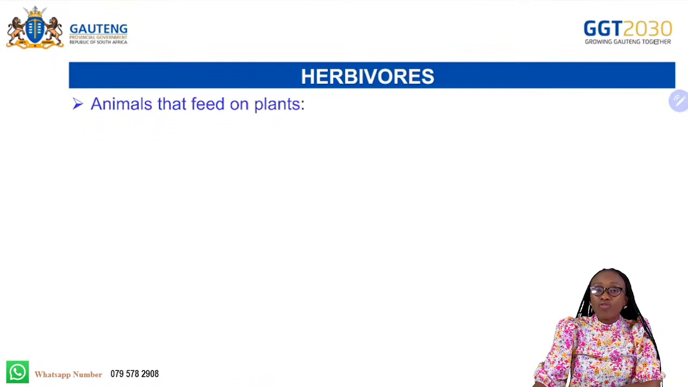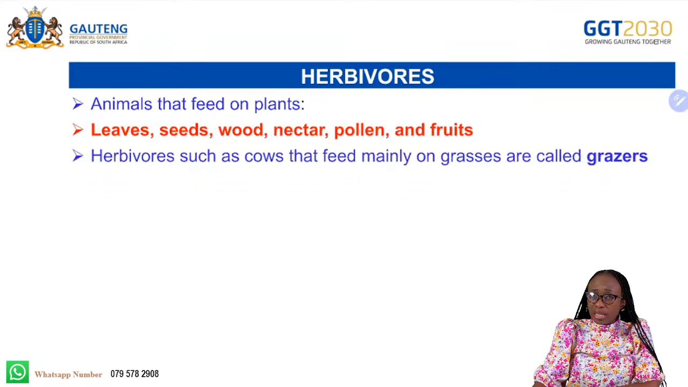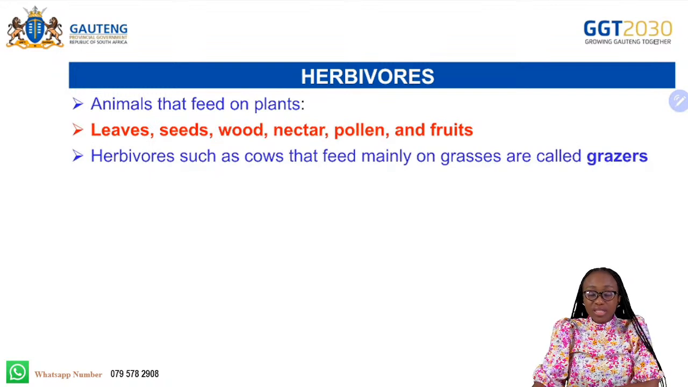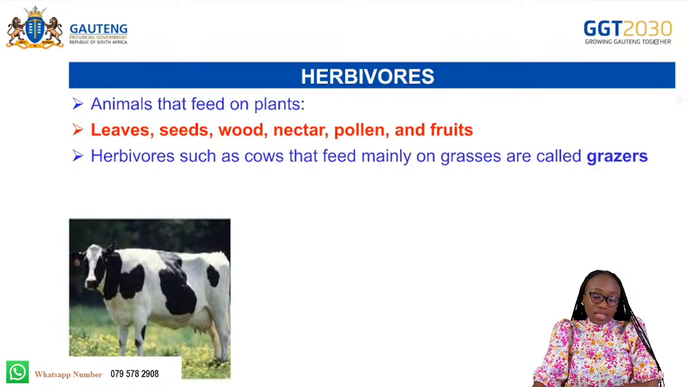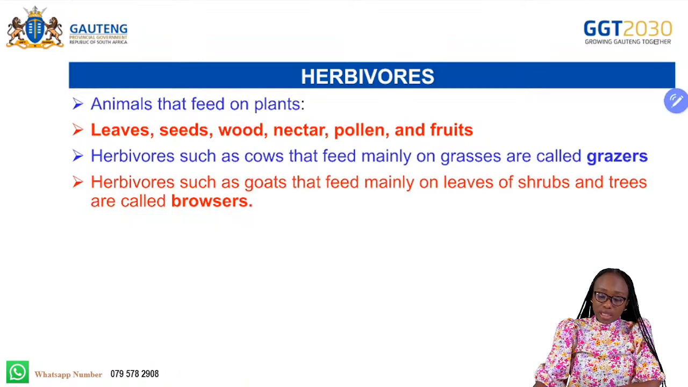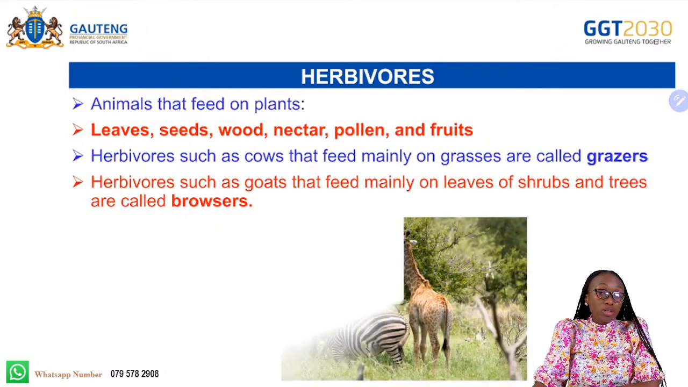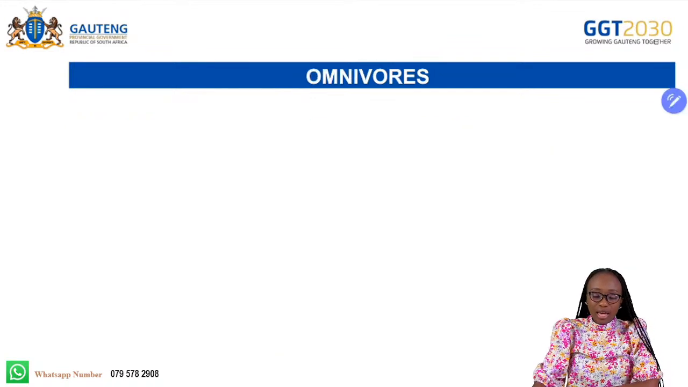Now, let's start off with the herbivores. Who are they? These are animals that feed on plants. They eat leaves, seeds, wood, nectar, pollen, and fruits. Herbivores such as cattle or cows that feed on grass are called grazers. And herbivores such as goats that mainly feed on leaves of shrubs and trees are called browsers. So those are the herbivores.